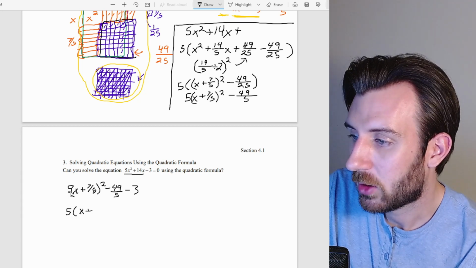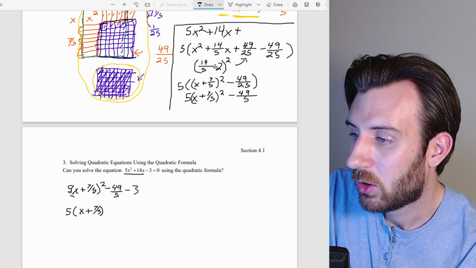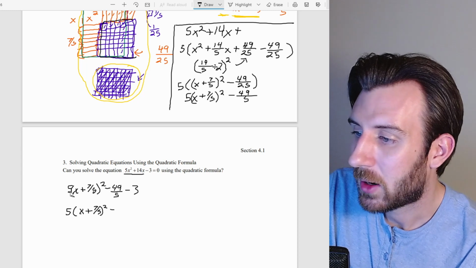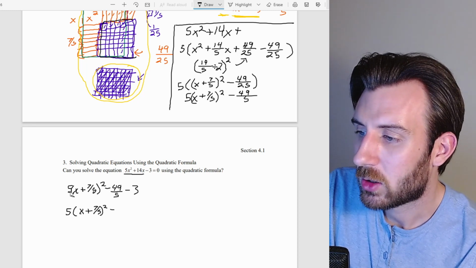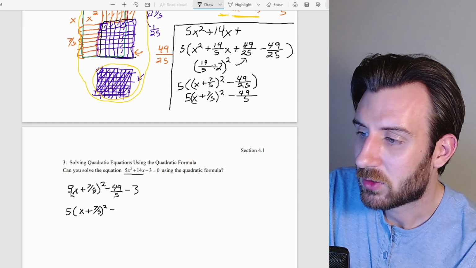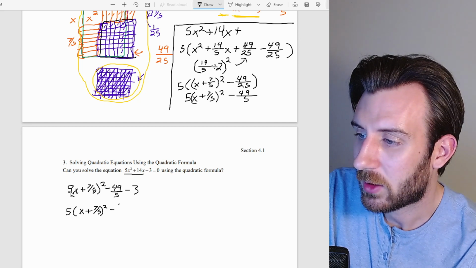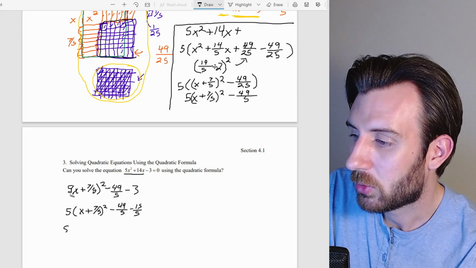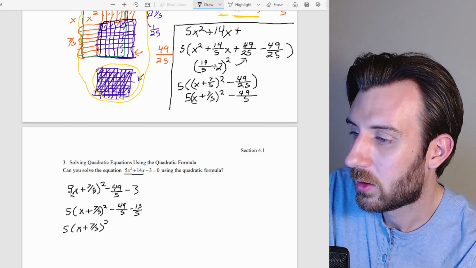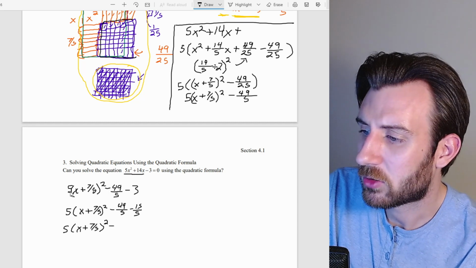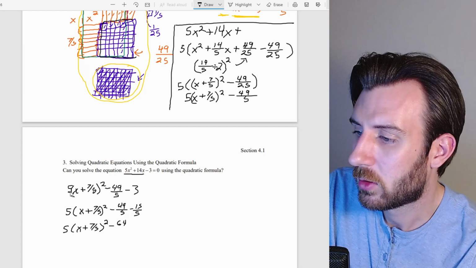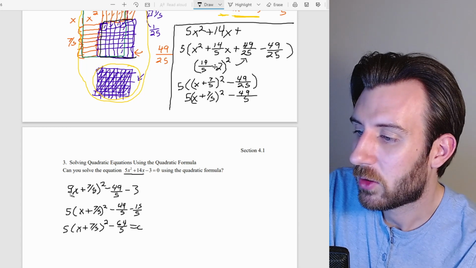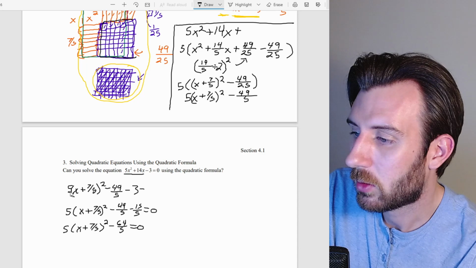5 groups of x plus 7/5 squared, and then minus, let's see, this -3 could be thought of as -15 over 5. So we'll write that in, 49 over 5 minus 15 over 5, which we could then write more simply as saying 5 times x plus 7/5 squared minus, and that would be what, 64/5. And we're trying to figure out when this entire situation equals 0.